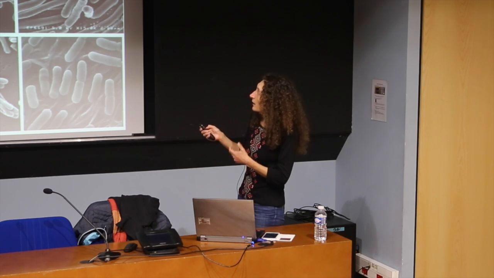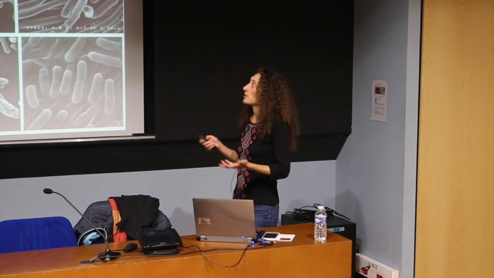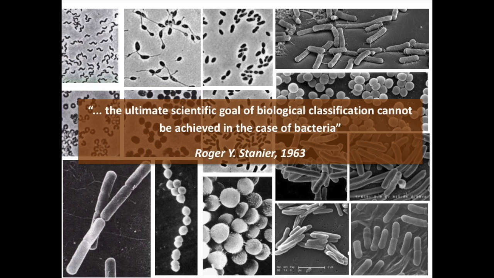So you may have some cocci or little rods, but with tiny differences, and there are many species of rods, bacilli, or cocci. This means it is very difficult to differentiate microbes just based on morphology. To the point that by the 1960s, a very famous microbiologist, Roger Stanier, complained and in a sense gave up, and said it is impossible to achieve this ultimate scientific goal, that is, to achieve a natural phylogenetic classification of life. This cannot be achieved in the case of bacteria because of what I just mentioned.